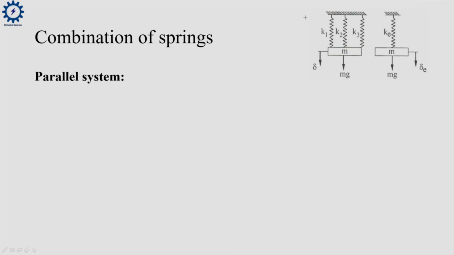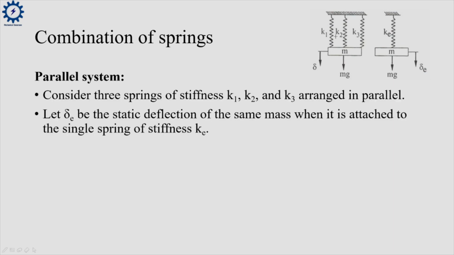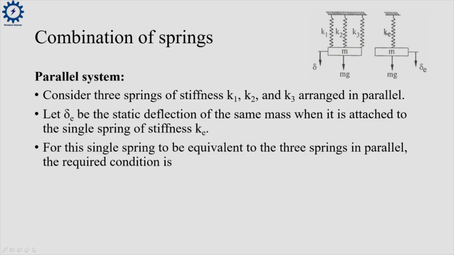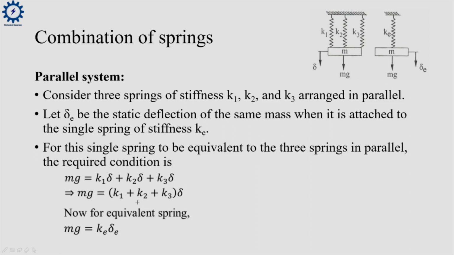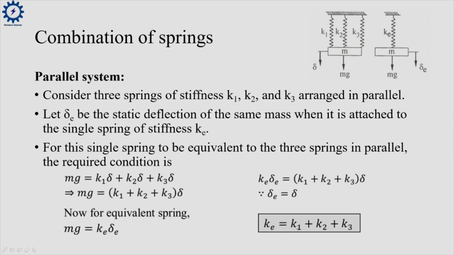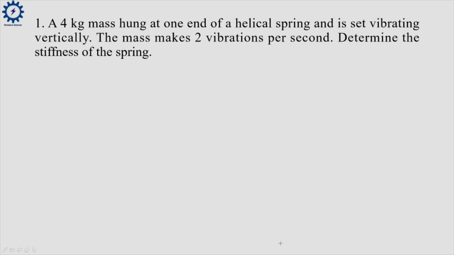Here springs are connected in parallel. Let delta E be the equivalent static deflection or equivalent elongation. For this single spring to be equivalent to the 3 springs in parallel, the required condition is this. Also we know this expression. So we will be getting this relation, that is Ke, equivalent stiffness, equal to K1 plus K2 plus K3. So this is the expression for equivalent stiffness when the springs are connected in parallel. Now let's do some simple problem.